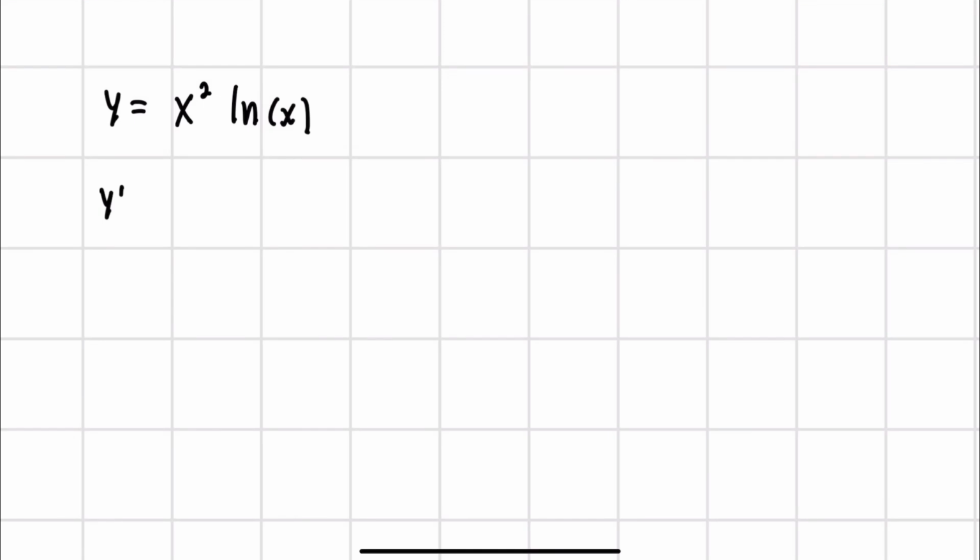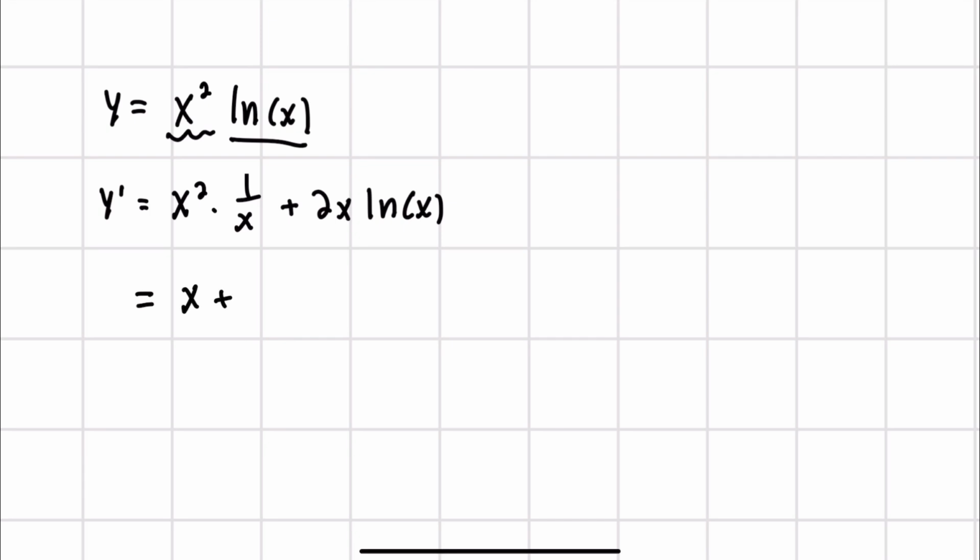In our next example, we have x squared times ln x. So here we would have to apply the product rule. So we have x squared times the derivative of ln x. So the derivative of ln x is simply 1 over x, plus, and now we would have to find the derivative of x squared, which is simply 2x, times ln x. So this could be simplified as x plus 2x ln x. And here would be our final answer.